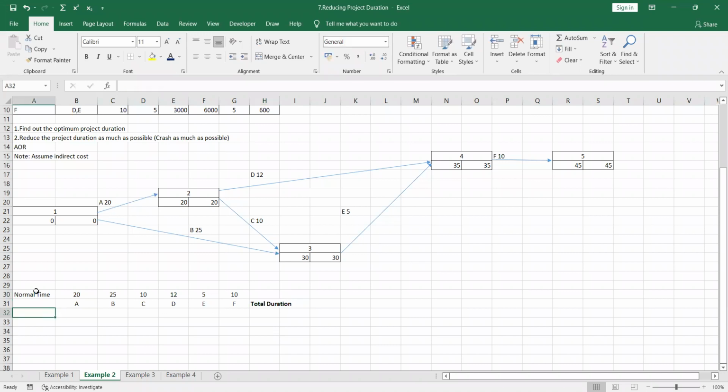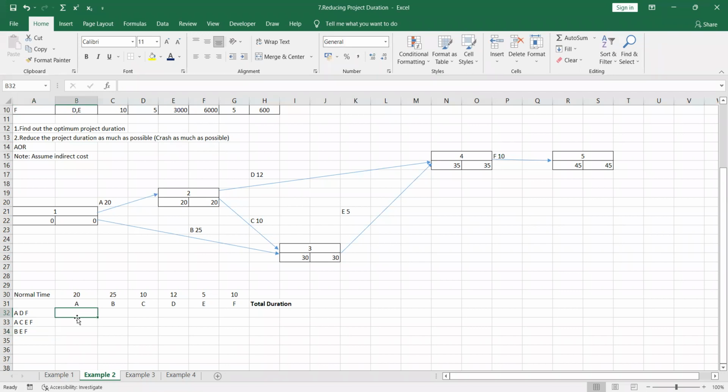So now you have to find out what are the paths for this project network, right? So I am writing down the path A, D, F. First path A, D, F. The second path is A, C, E, F. The third path is B, E, and F. So these are the three paths according to this project network.